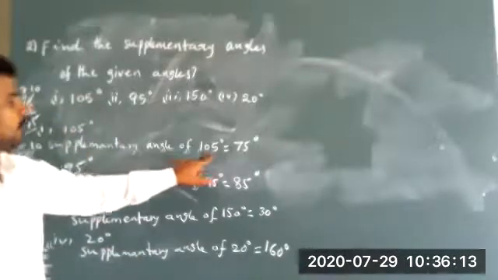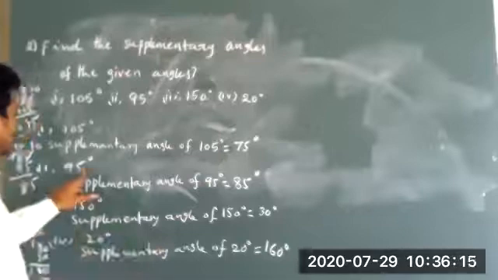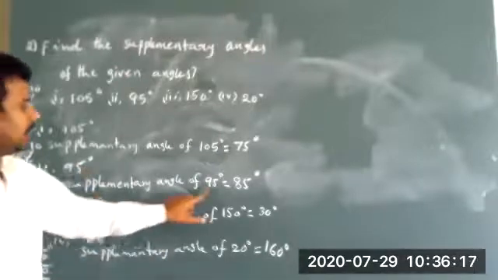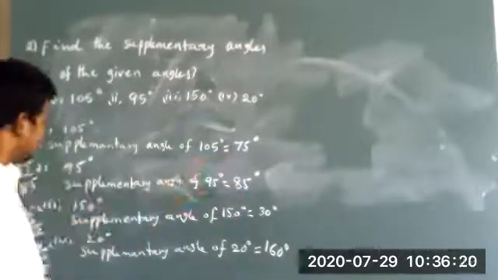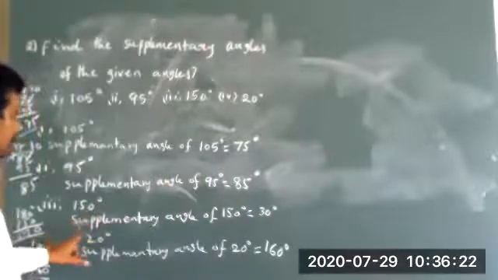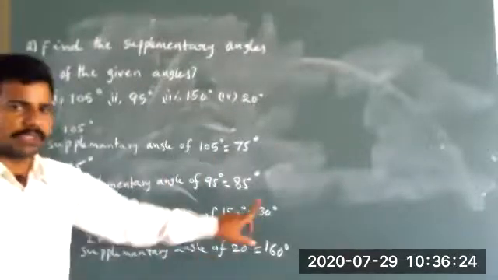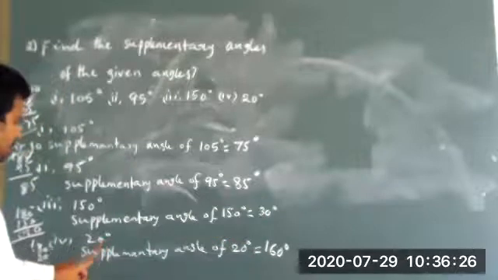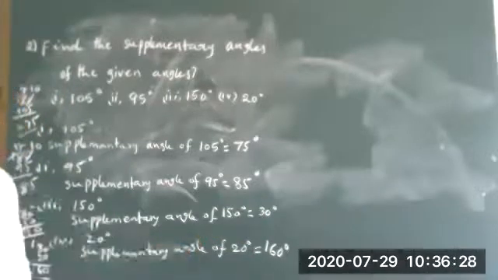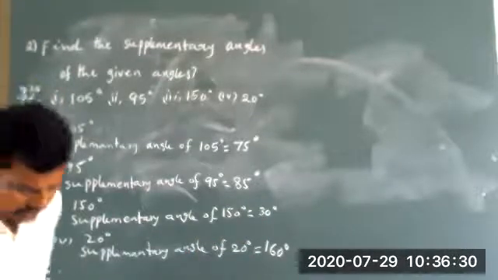Once again, 105 degrees: the supplementary angle of 105 is 75 degrees. 95 degrees given: the supplementary angle of 95 degrees is 85 degrees. 150 degrees given in the third problem: the supplementary angle of 150 is 30 degrees. Now 20 degrees given: the supplementary angle of 20 degrees is 160 degrees.